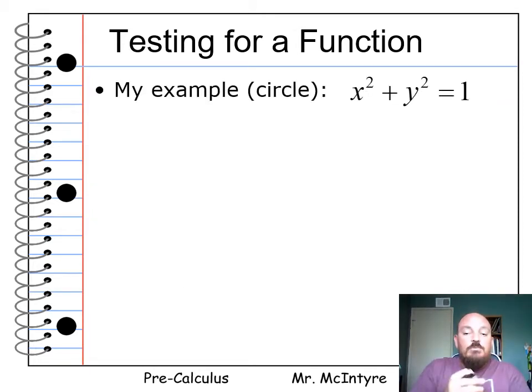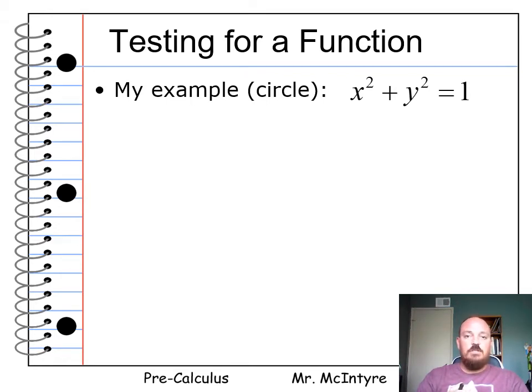Okay, hopefully you guys did that. You paused for a second and thought about it, came up with your answer. This one here is my answer. So my answer is a circle. A circle is something you guys learned about back in Math 4. It is x squared plus y squared equals r squared. So I just used 1 for r squared to make it simple. And I said that is not a function.